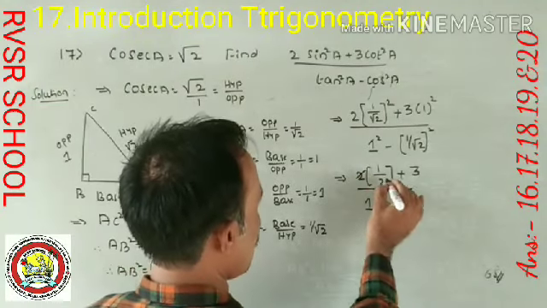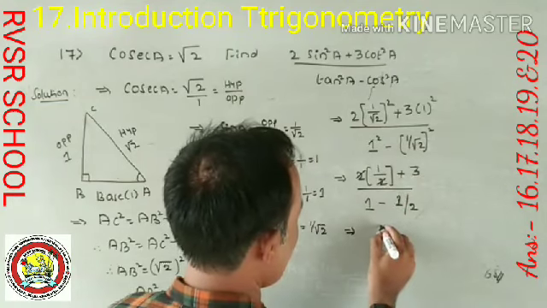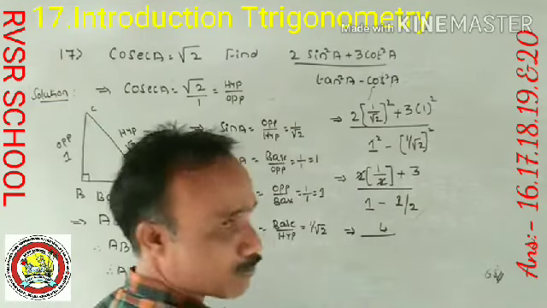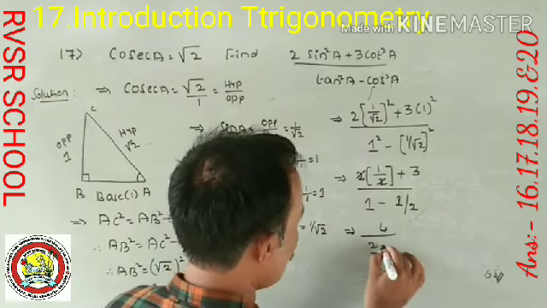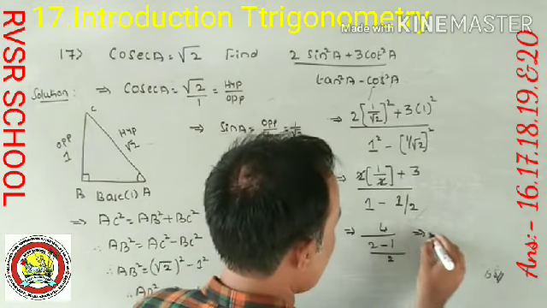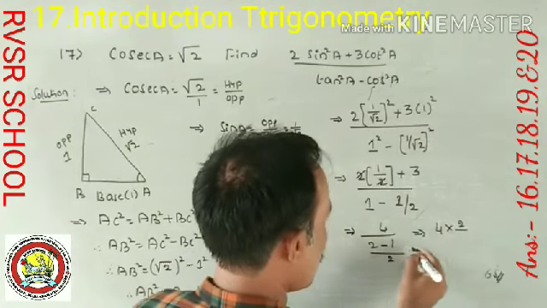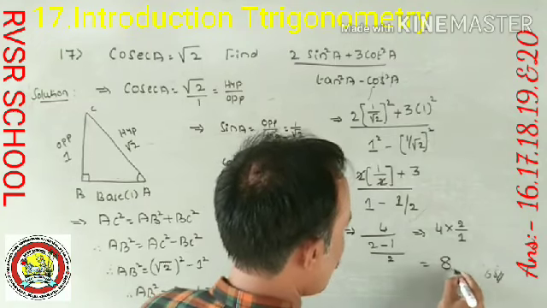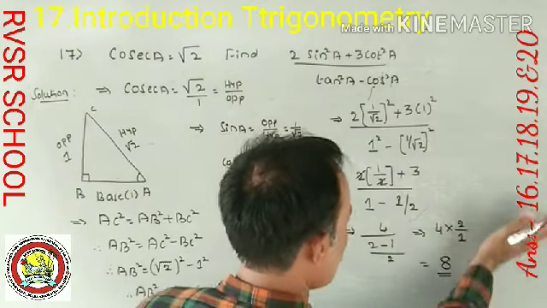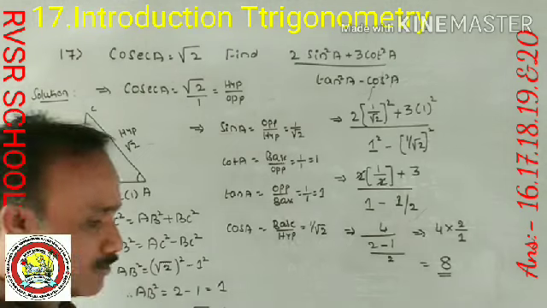Next, the 2 gets cancelled. So this implies 1 plus 3, that is 4, divided by, take LCM, 2 is the LCM, 2 minus 1. So this implies 4 into 2 by 2 minus 1, that is 1. The final answer is 8. This is the final answer. 8 is the final answer.